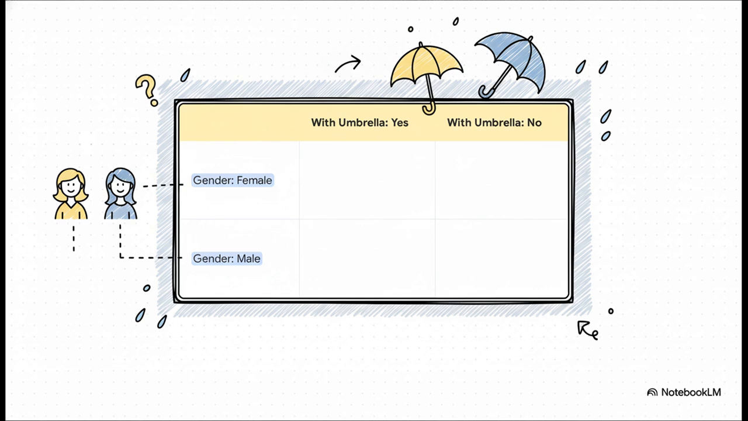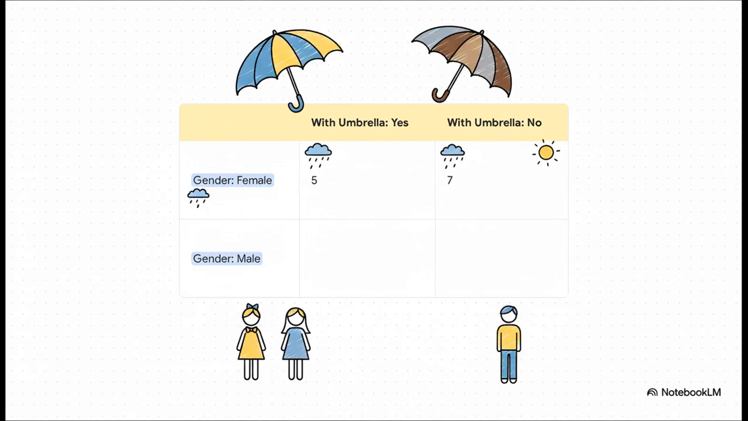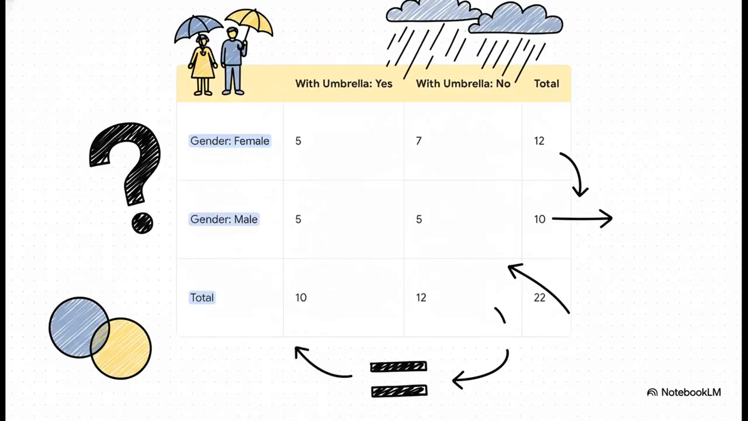So let's start filling this thing in as our student starts counting. Okay, first observation. The student looks around and counts 5 females who have an umbrella. So boom, a 5 goes right in that first box. Easy, right? All right, next up, they spot 7 females who did not bring an umbrella. So we put a 7 in the box right next to the first one. Okay, now we're moving on to the guys. Turns out 5 of them were prepared for the rain and brought an umbrella. So let's pop that number into our table. And to finish it off, there are 5 males who didn't bring an umbrella.